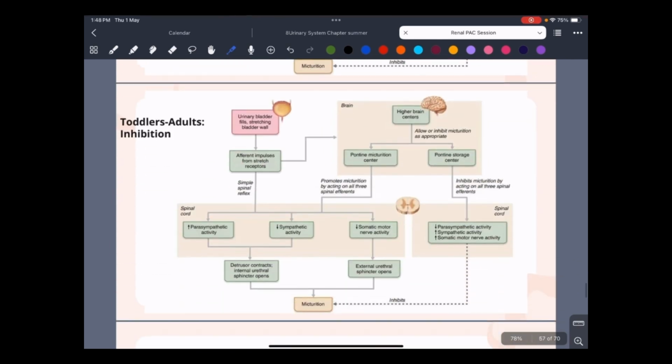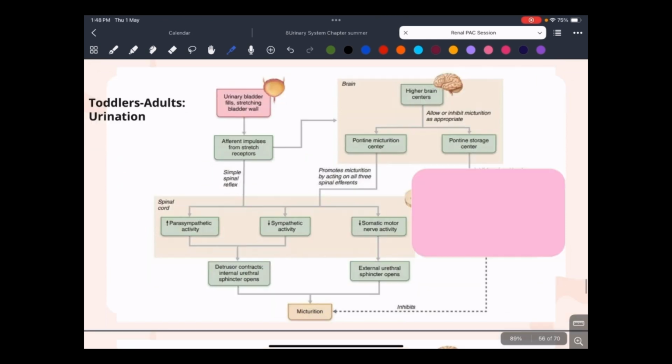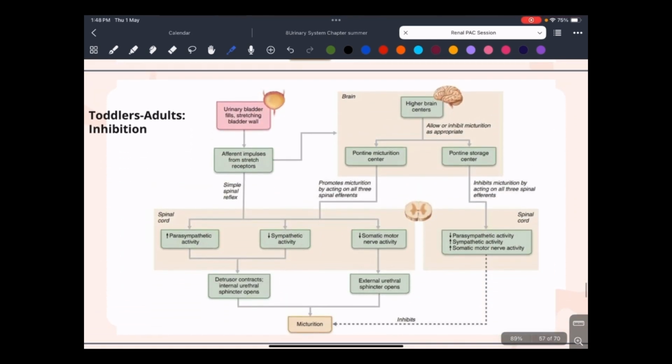Again, let's revise. Of course, what I did is I took this diagram little by little, exposing parts of it. For now, we can go through it one by one. Again, let's start with the simplest of the human beings, the babies, which cannot decide if they can go to the bathroom or not. They just go.